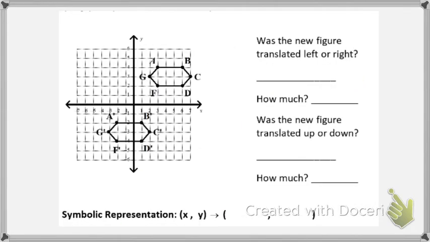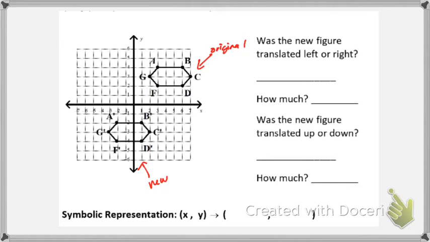Okay, so for the second one, we already have them, 1, 2, 3, 4, 5, 6. We have a 6-sided polygon, and it already has a and a prime. So did this figure translate from left to right? This is my original because it doesn't have the primes. These have the primes. So this is our original, and then this is my new, right?